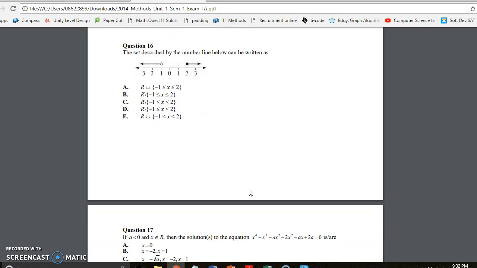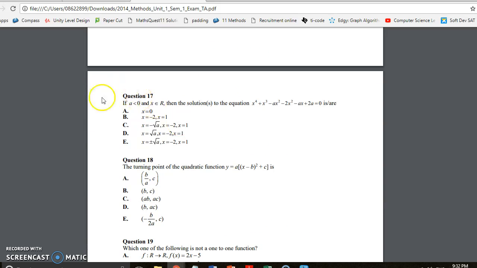Question 17. If a is less than 0 and x is an element of R, all real numbers, then the solutions to the equation are what? That's horrible. I'm going to solve that with CAS. I want this to equal 0, so I am going to type into CAS and see what we end up with.